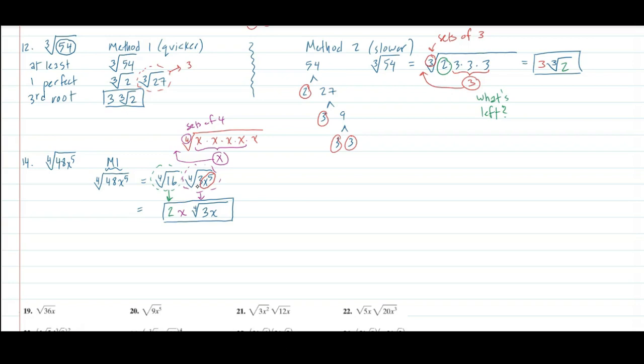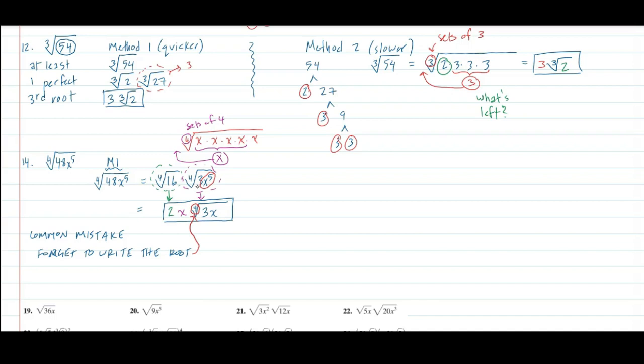Oftentimes, a common mistake that students make is they forget to write the root. Okay, what do I mean by that? The root is a fourth root. You always need to write that. Think about it. That was your directions. That's what told you what to do. If you leave that out of your answer, that's technically the wrong answer. All right? Now, let's do this in a second method.